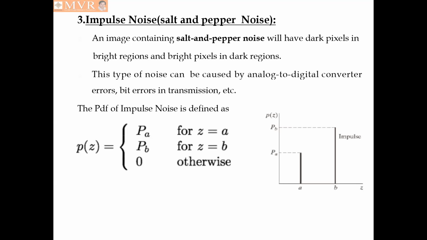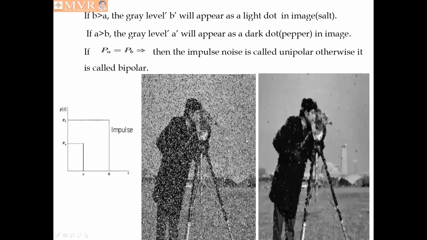Another name for impulsive noise is salt and pepper noise. We can define the salt and pepper noise, or impulsive noise, probability density function as P(z), which is equal to Pa when z equals a, equal to Pb when z equals b, and 0 otherwise. So this is the graph for the impulsive noise.